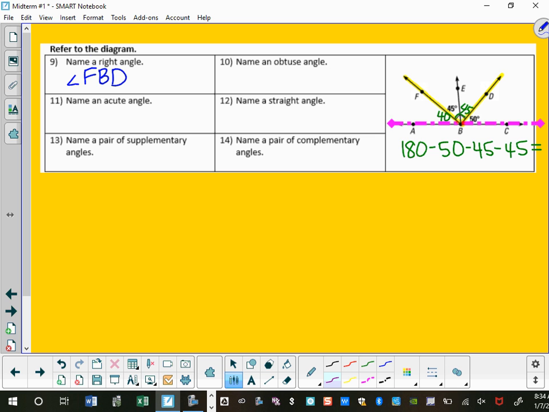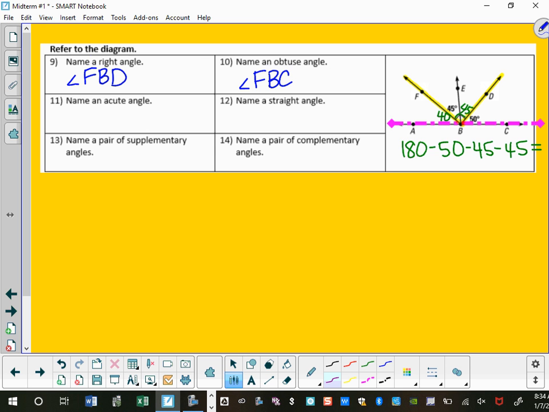If I wanted to name an obtuse angle, it needs to be more than 90 but less than what? 180. What's an obtuse angle in this picture? FBE is only 45 degrees. FBA is only 40 degrees. FBC works. It's a pretty big angle, that's over 90.